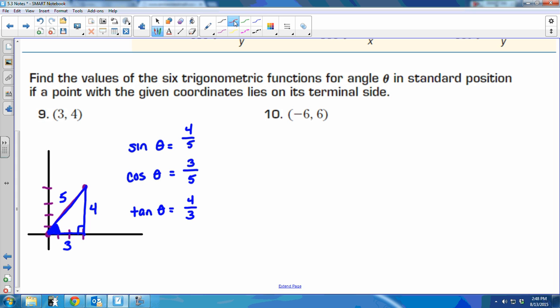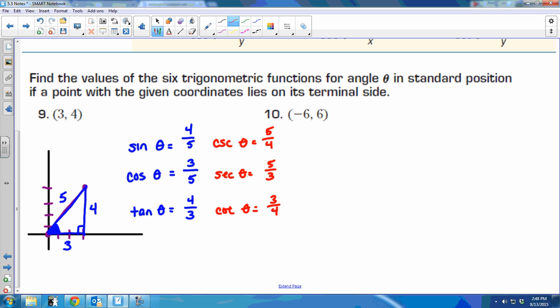Then to do all the reciprocals, we just flip all those over. So cosecant is 5 over 4. Secant, 5 over 3. And cotangent is 3 over 4. Right? That example is not that bad.